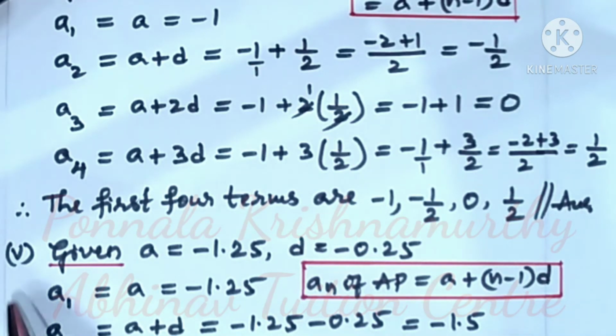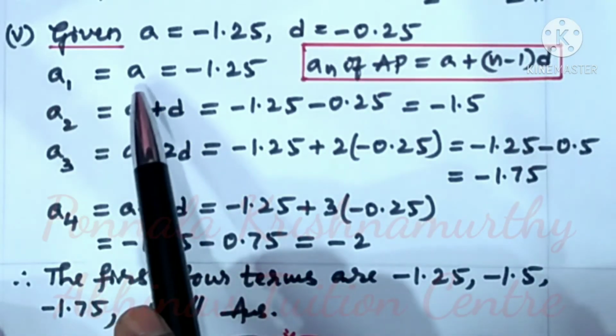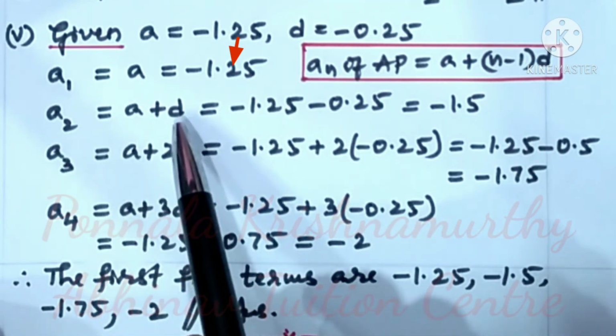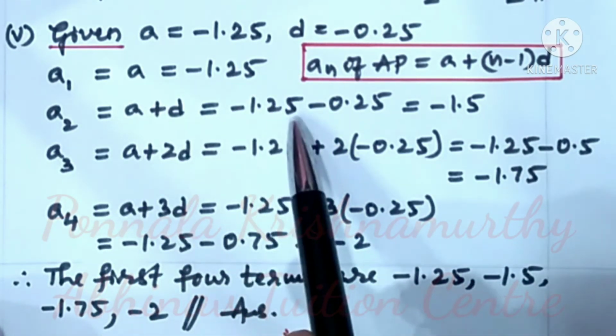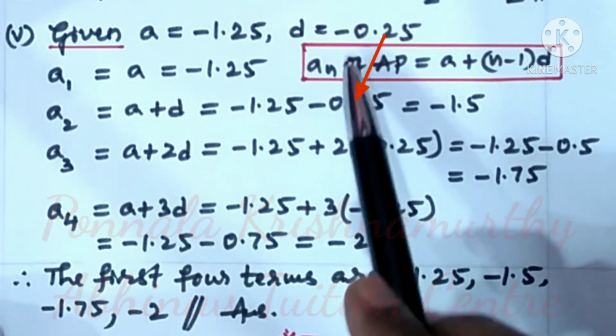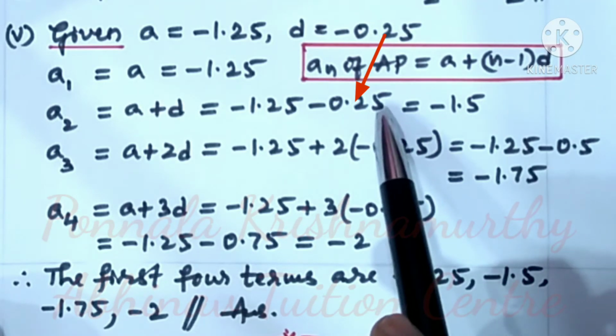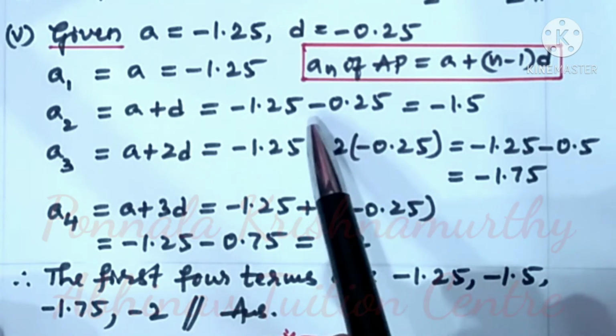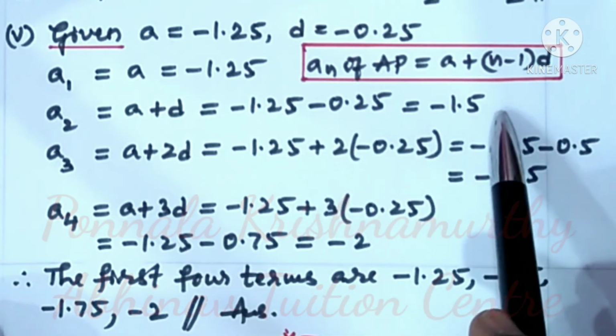Answers. Fifth one. Given a equal to minus 1.25, d equal to minus 0.25. An of AP is equal to a plus n minus 1 into d is the formula. a1 is equal to a, that is equal to minus 1.25. a2 is equal to a plus d, that is equal to minus 1.25, and d is nothing but minus 0.25. So we write minus 0.25 here. Now same signs, addition, same sign. Then we'll get minus 1.5.